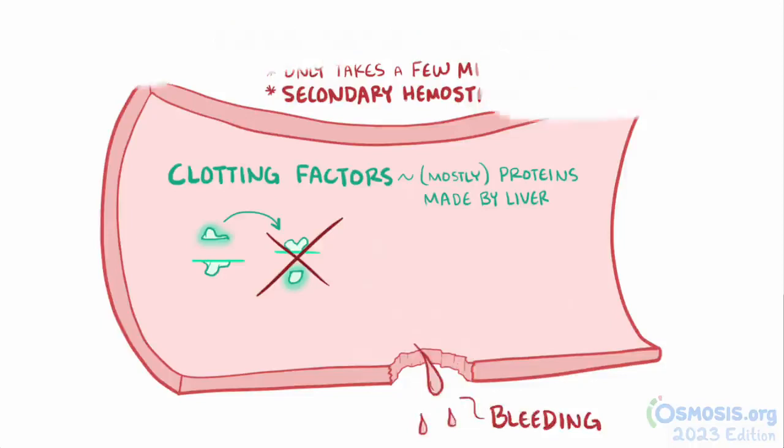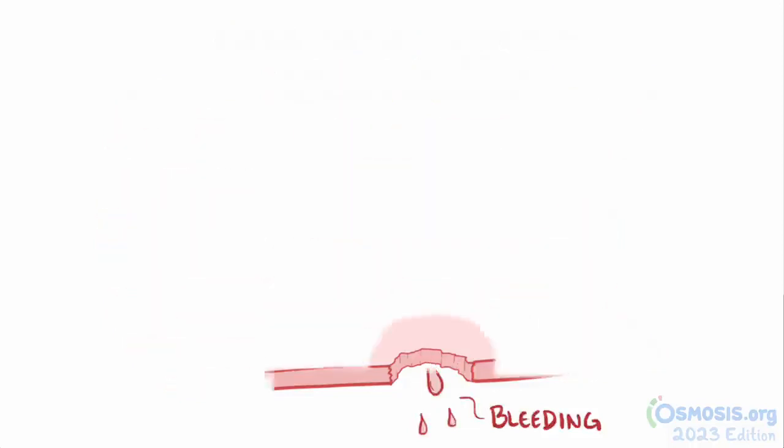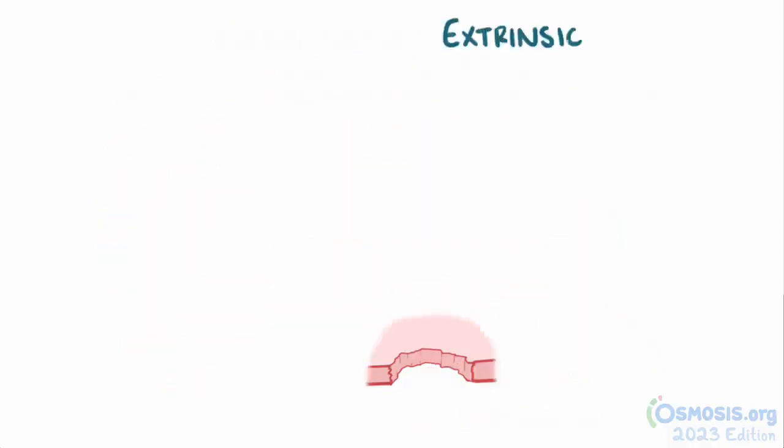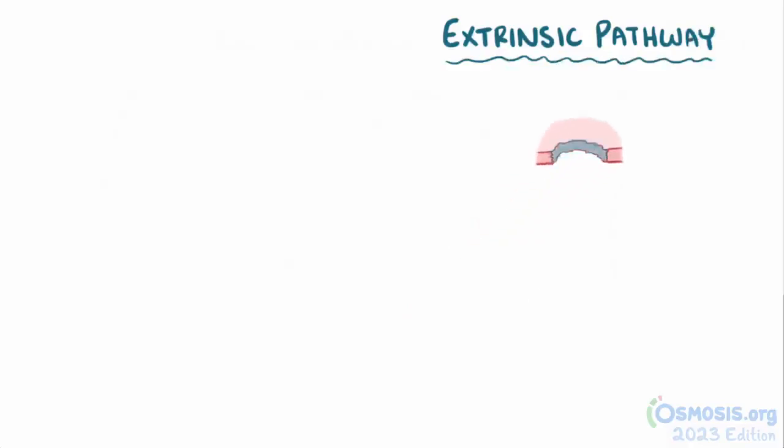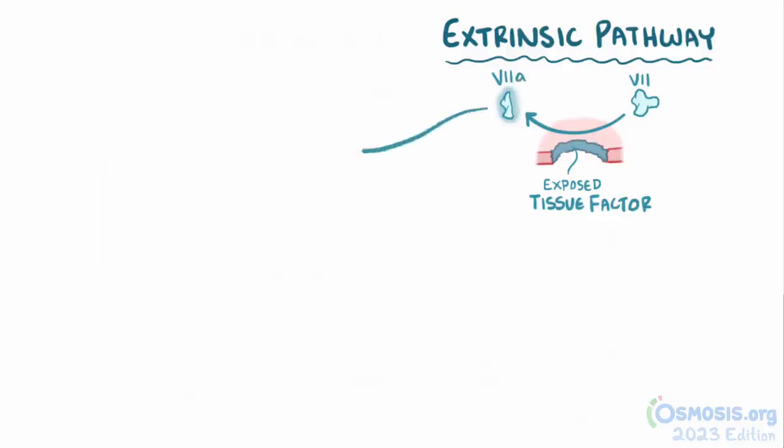Now, that coagulation cascade can get started in two ways. The first way is called the extrinsic pathway, which starts when tissue factor gets exposed by the injury of the endothelium. Tissue factor turns inactive factor 7 into activated factor 7A, A for active. And then tissue factor goes on to bind the newly formed factor 7A to form a complex that turns factor 10 into active factor 10A.